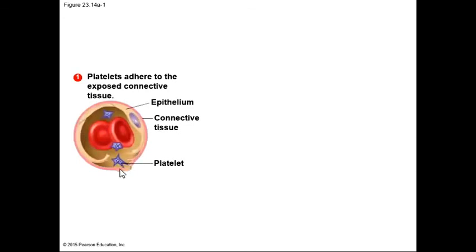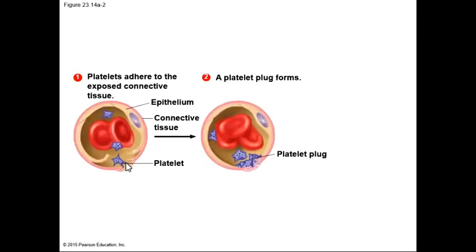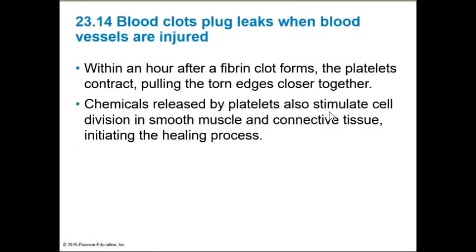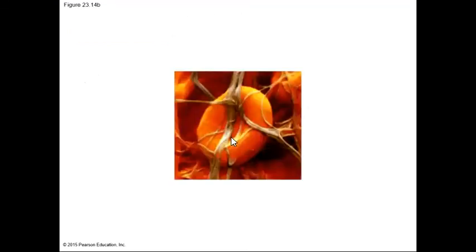Alright, let's say there's a rupture in the capillary wall. Platelets attach to the cut ends, forming a sticky plug. And then threads of fibrin weave their way around the platelets. That's what it looks like.